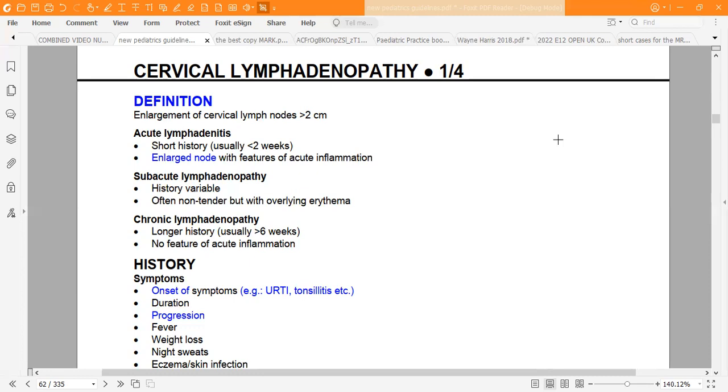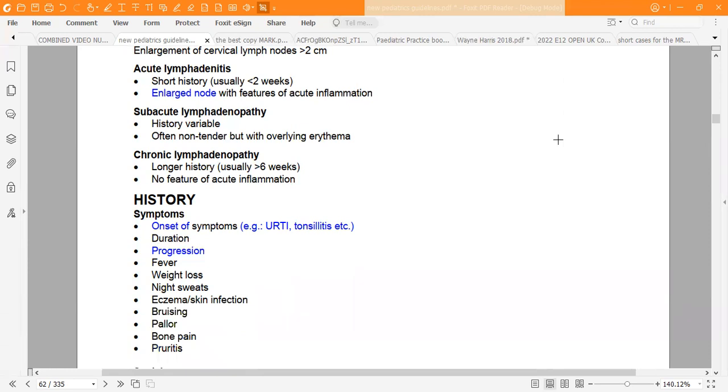It's a pathological enlargement. Okay, so we have acute, subacute, and chronic lymphadenopathy. Acute lymphadenitis is a short-term history, usually less than 2 weeks, with an enlarged node with features of acute inflammation. So the duration would be less than 2 weeks. Subacute lymphadenopathy depends on the history, usually non-tender, but with overlying erythema. Subacute is not symptomatic. Chronic lymphadenopathy is a longer history, usually more than 6 weeks, with no features of acute inflammation, and non-tender.